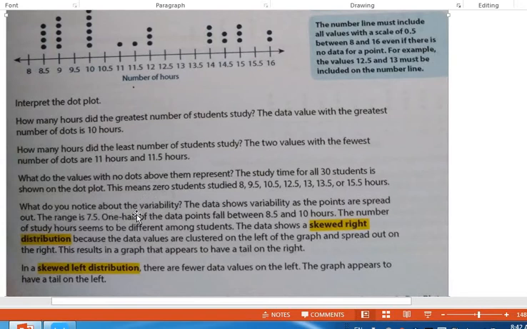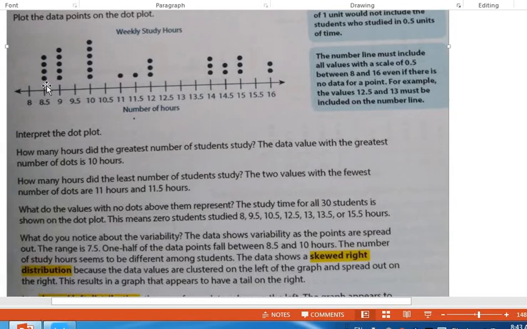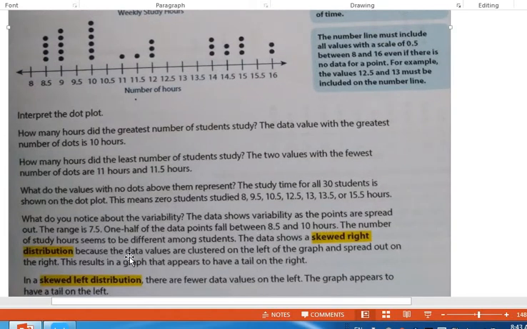What do you notice about the variability? The data shows variability as the points are spread out. The range is 7.5. Half of the data points fall between what? 8.5 and 10 hours. So the number of study hours seems to be different among students.